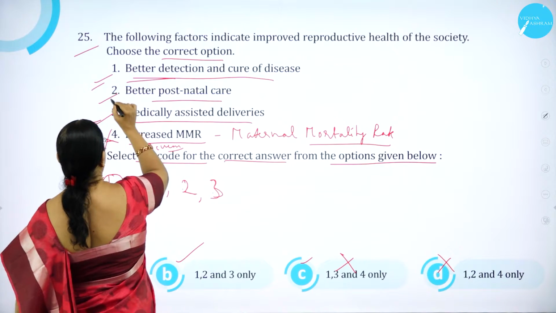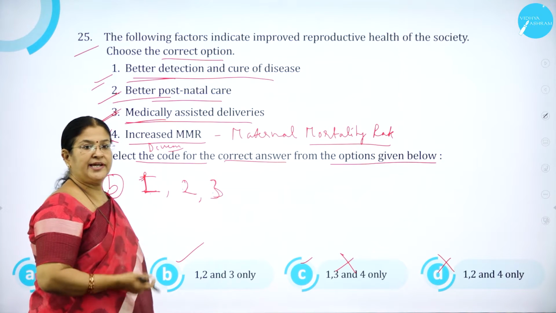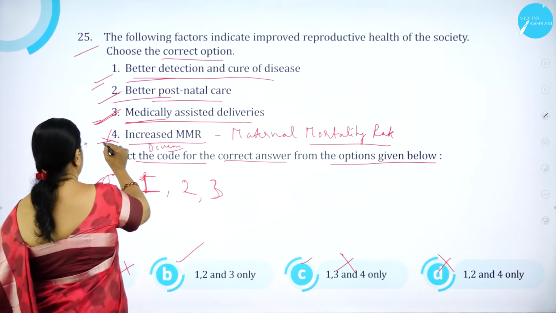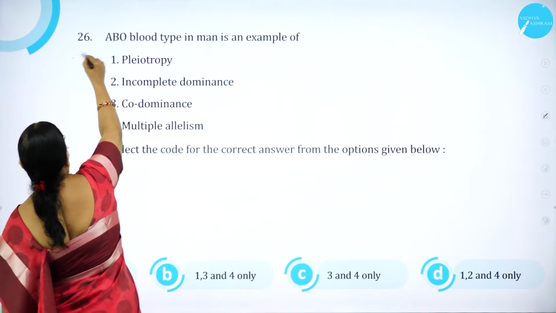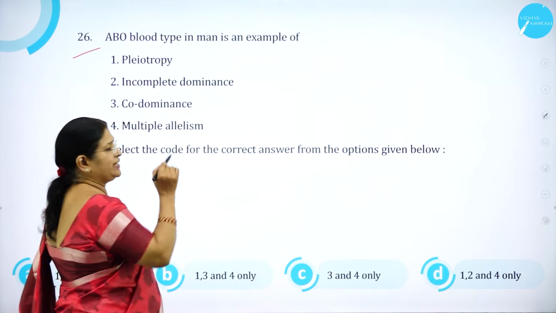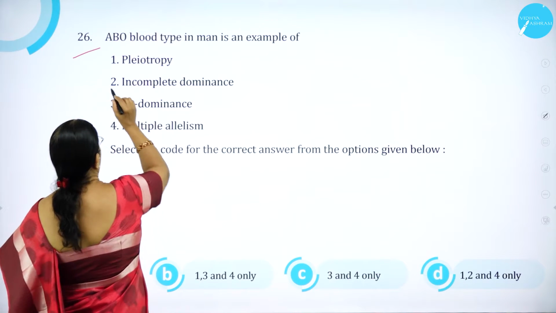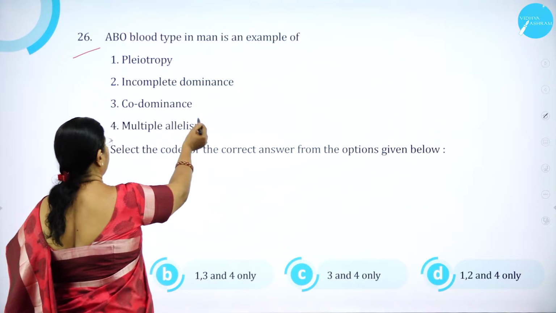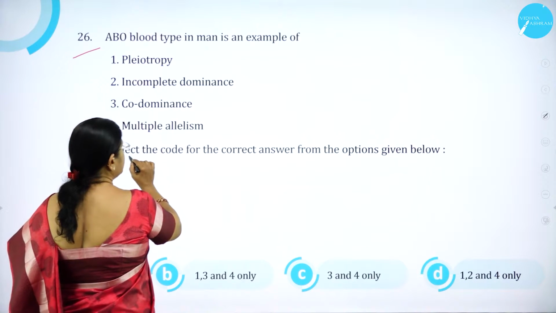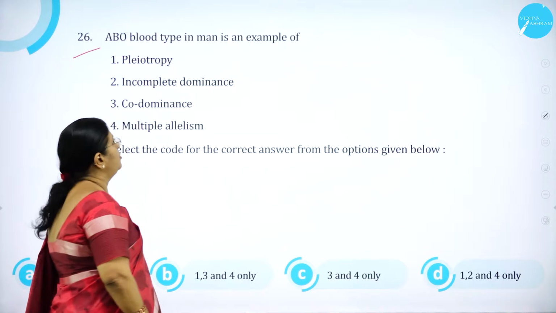Statement 1 is correct, statement 2 is correct, statement 3 is wrong, and statement 4 is wrong. Moving on to question number 26. ABO blood type in man is an example of 1. Pleiotropy, 2. Incomplete dominance, 3. Codominance, 4. Multiple allelism. Select the code for the correct answer from the options given below.